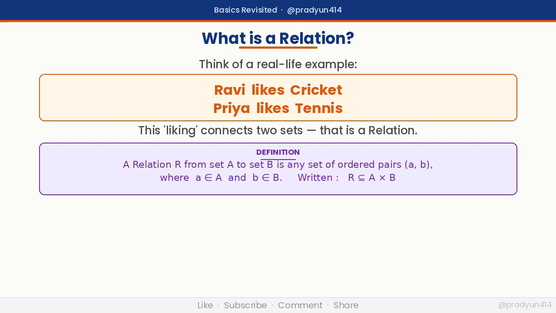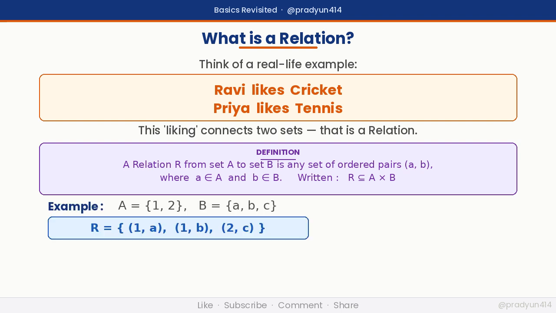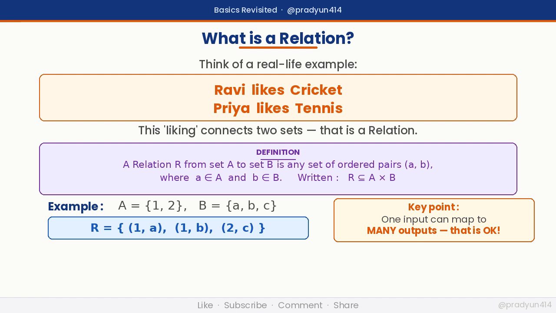Formally, a relation R from set A to set B is any set of ordered pairs (a, b), where a belongs to A and b belongs to B. We write R as a subset of A cross B. For example, if A equals {1, 2} and B equals {a, b, c}, then R could be the set containing (1, a), (1, b), and (2, c).